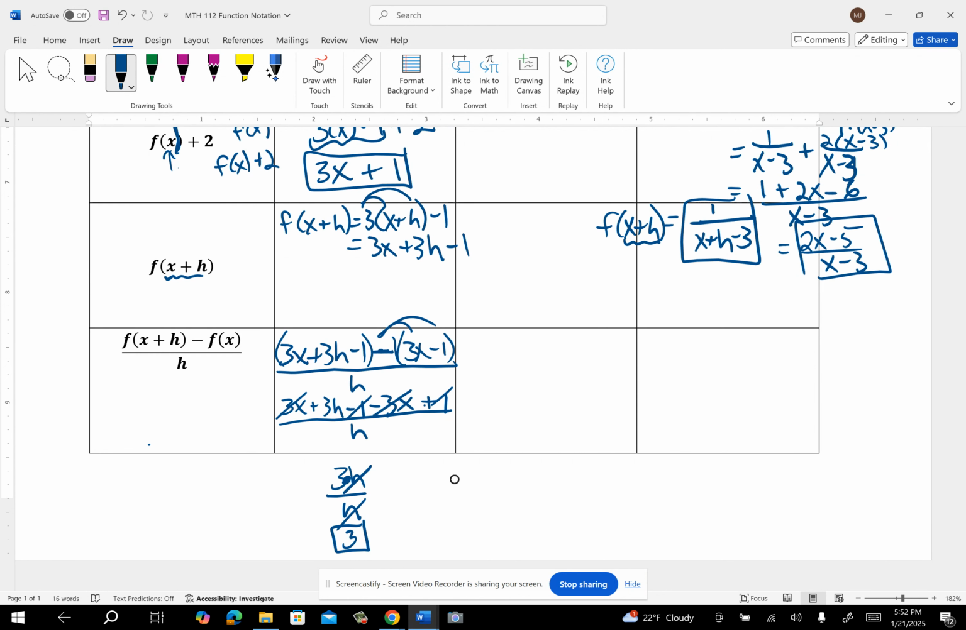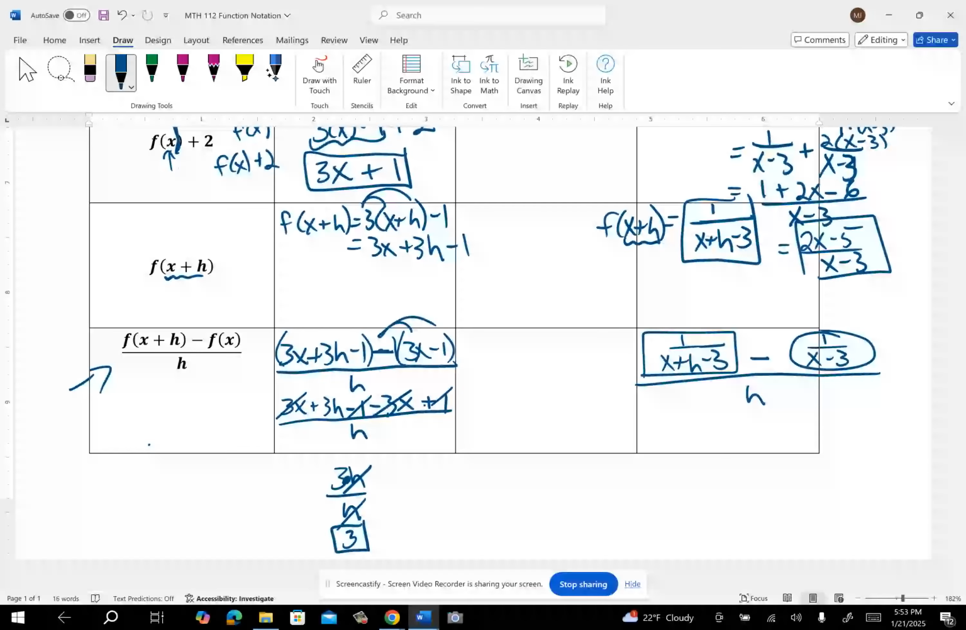Now this one takes a little work to simplify. Remember this, to think of this right here as a formula that you're actually plugging into. So in this first spot, I'm going to put f of x plus h. Here, I'm going to put f of x, and then all of that's going to get divided by h. So 1 over x plus h minus 3 minus 1 over x minus 3, all divided by h.